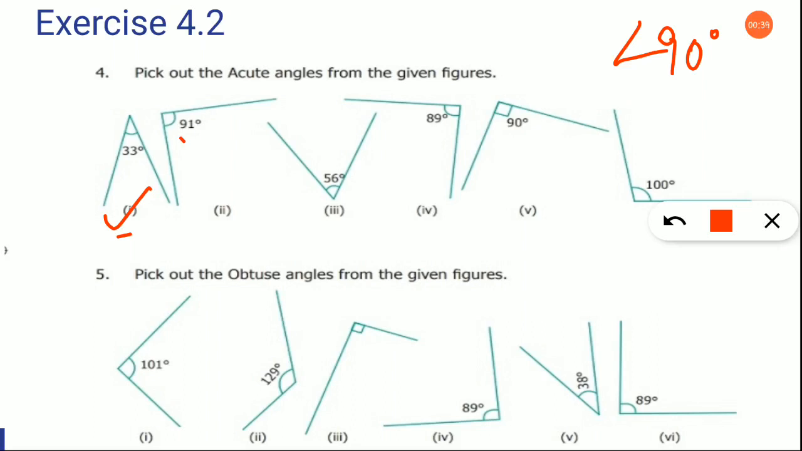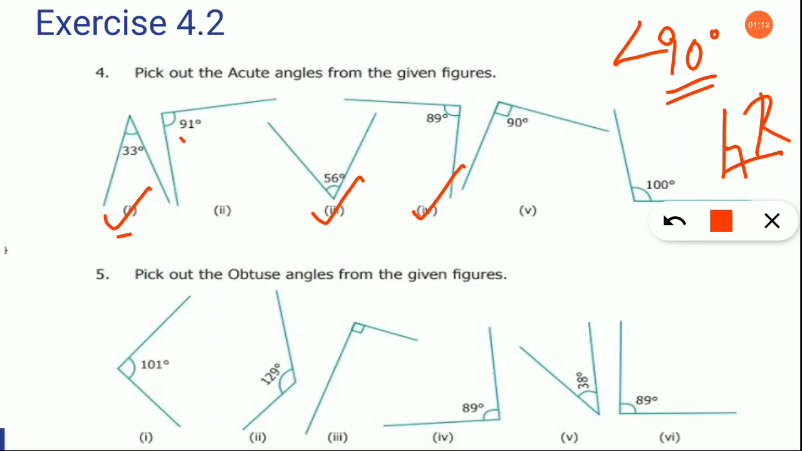Next, third subdivision, 56 degree. 56 is lesser than 90. So this is also a acute angle. Now fourth one, 89 degrees. 89 degree is lesser than 90, right? So this is also a acute angle. And then fifth one, it is 90 degree. It should be lesser than 90 and only then we can call it as a acute angle. If it is 90 degree, we call it as a right angle. Okay, so this is not a acute angle.